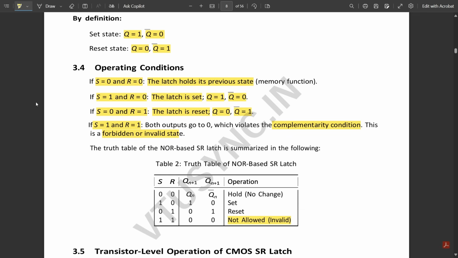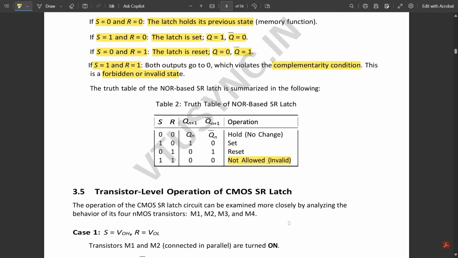Okay, so this is only in the case of SR, but in the case of JK, we have an additional thing that I'm going to discuss during the discussion of JK, where this final condition is neglected. So these are the operating conditions for the SR flip flop.